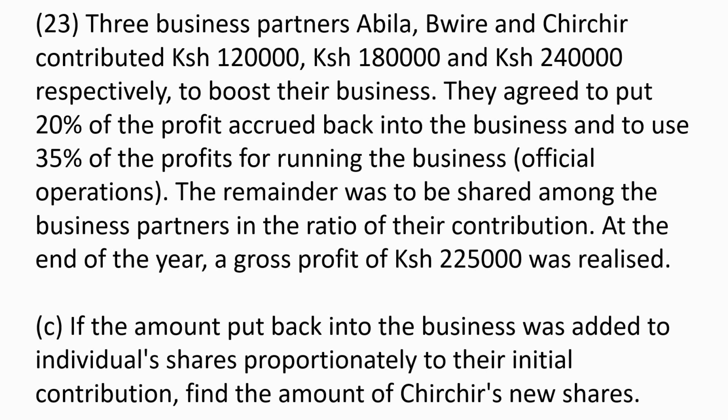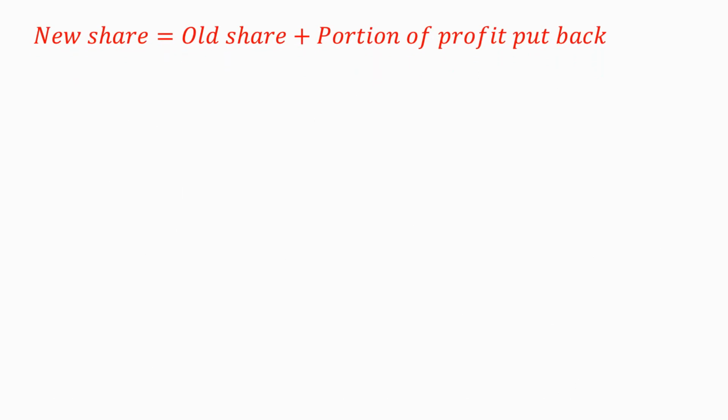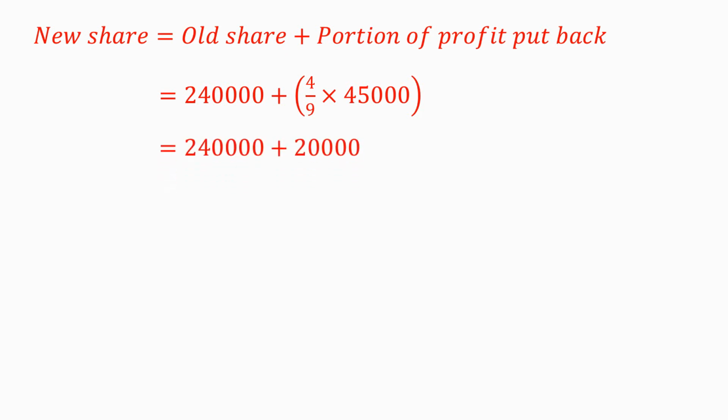So to obtain the amount of Chirchir's new shares, we are going to add the old shares plus the amount that was put back proportionately. The old share was 240,000, and remember the ratios we computed in part B, Chirchir's ratio was 4/9 times 45,000, which was the amount that was put back, as we had computed in part A, section 1. That equals 240,000 plus 20,000, which is equal to 260,000. So Chirchir's new share is 260,000.